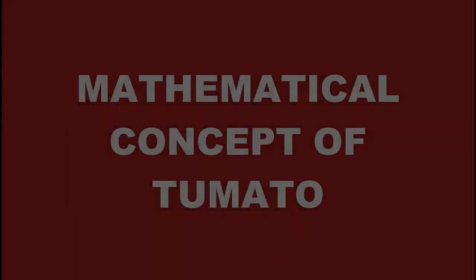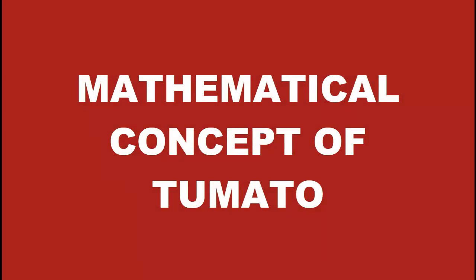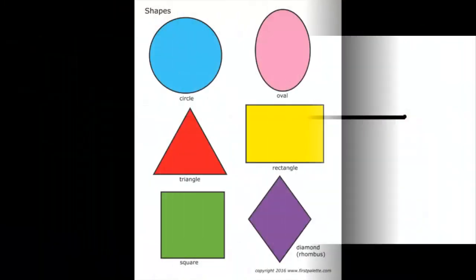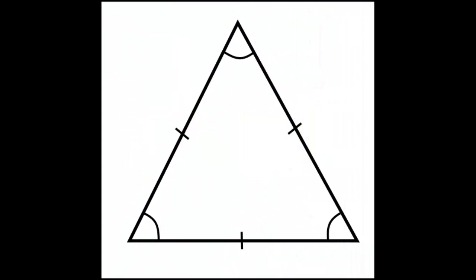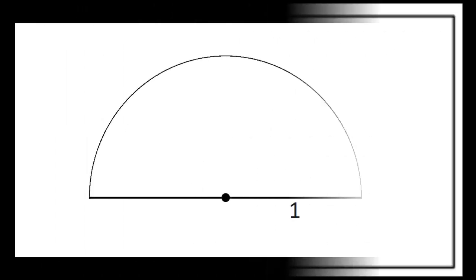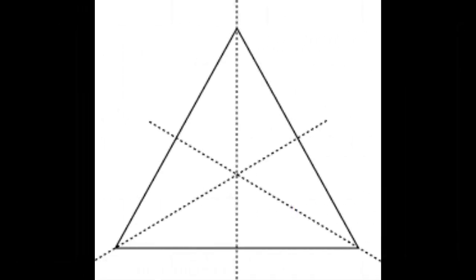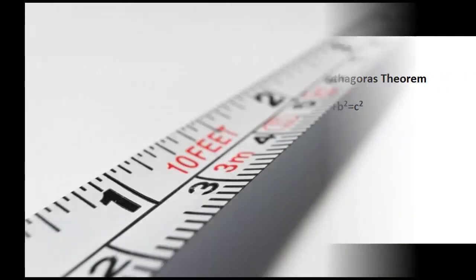Let us now look at the mathematical concepts behind tomato. In geometry, tomato can be used to teach lines, shapes, and space. Examples are triangles, that is right-angled triangles and isosceles triangles, squares, rectangles, semicircles, and lines of symmetry. It also helps in teaching the Pythagoras theorem and measurement.